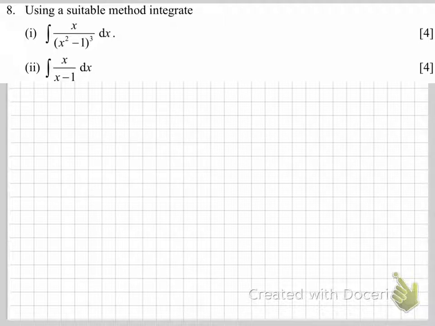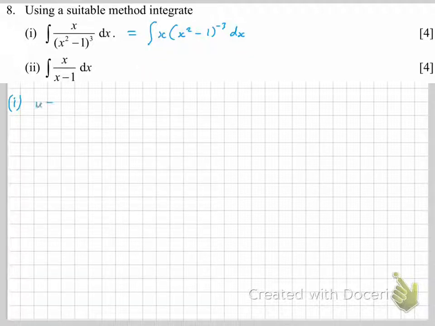And question 8, final one. All we need to do here for part 1 is, again, think about the different methods we've got. Is it parts? It might be, but probably not. Is it a function of a function situation? Yes, it is. So you might want to write it like this, and then it becomes really clear that you've got a function of a function, and the derivative of the inside function, which is 2x, is sitting there. Don't worry about the 2, but the x is there, and it's going to cancel when you do a substitution.